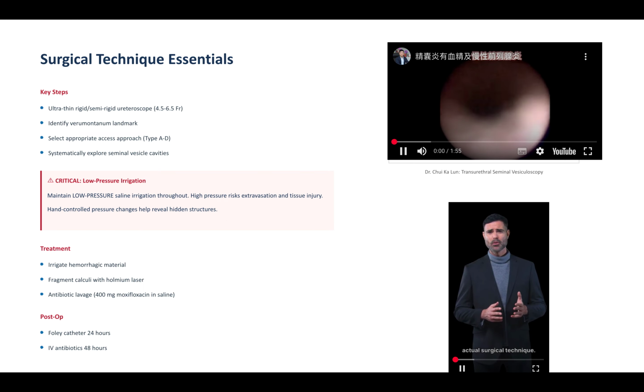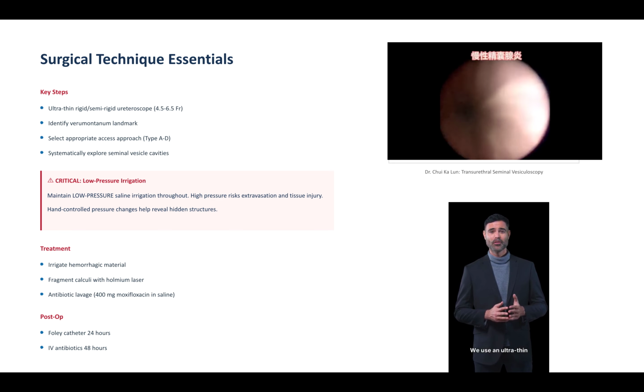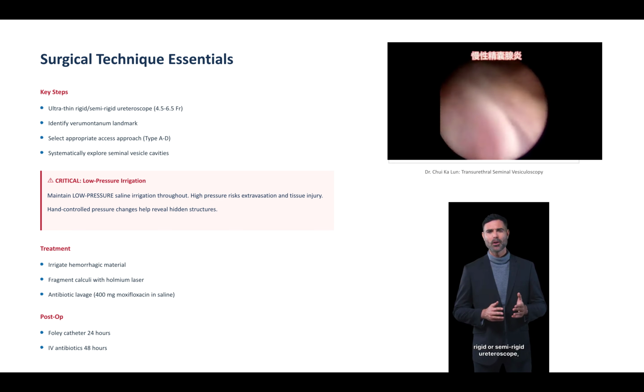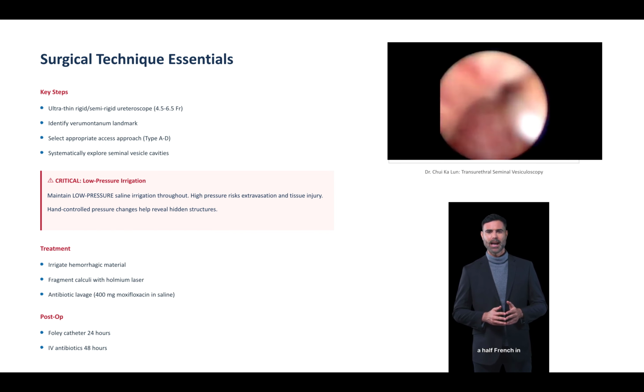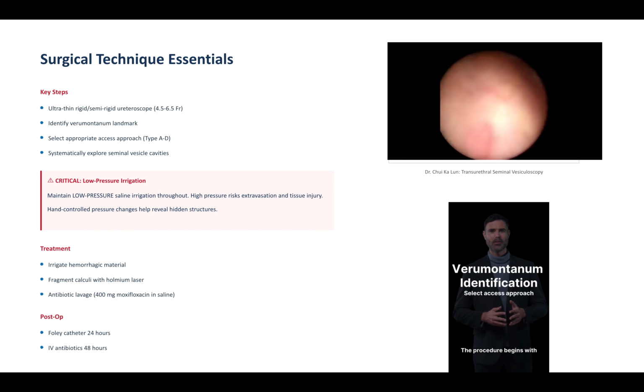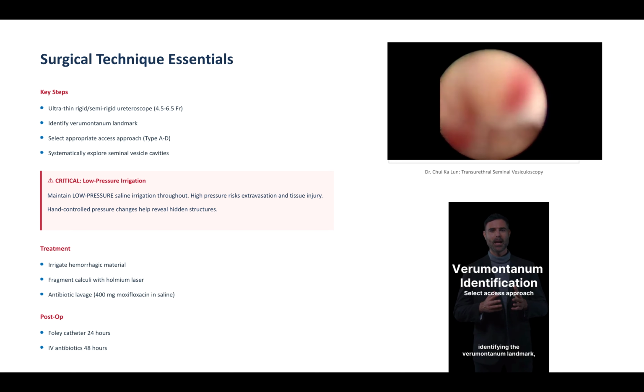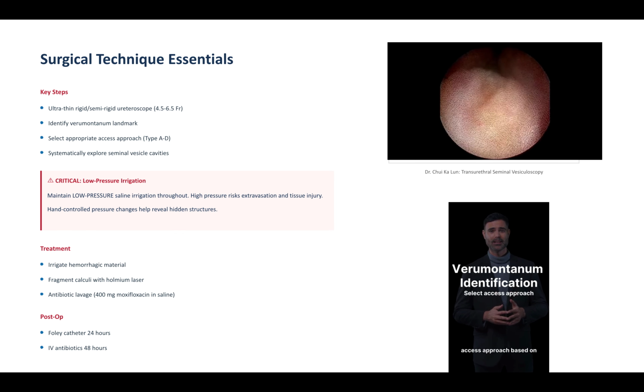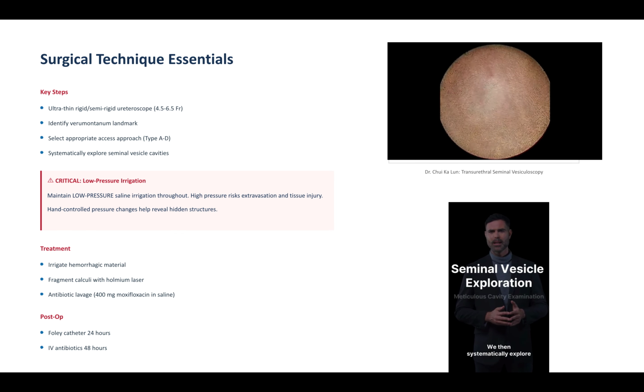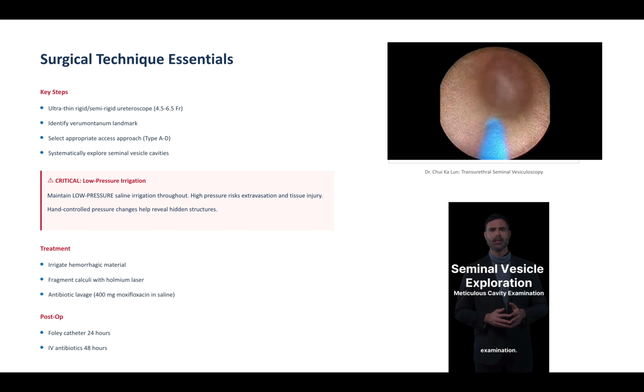Now let's discuss the actual surgical technique. We use an ultra-thin rigid or semi-rigid ureteroscope, typically 4.5 to 6.5 French in diameter. The procedure begins with identifying the verumontanum landmark, then selecting the appropriate access approach based on what we see. We then systematically explore the seminal vesicle cavities, being meticulous in our examination.